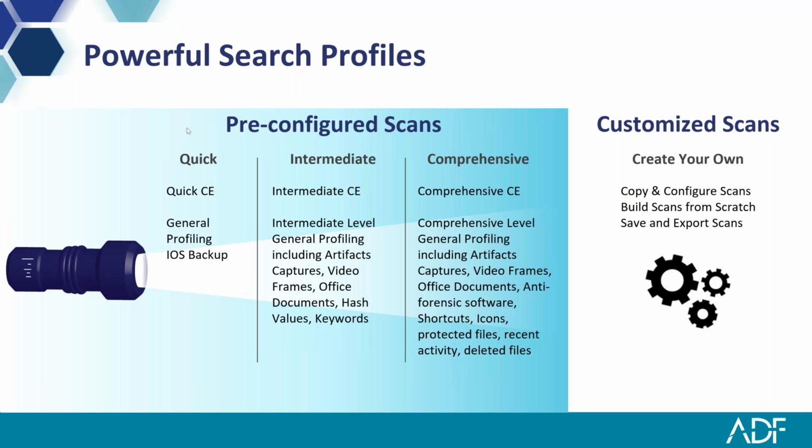Having these pre-configured, we can copy and customize these. So I could take an intermediate profile that's based on child exploitation and bring in my own keywords, my own hash sets, collect specific files that I'm looking for, and really make it my own, geared towards exactly what I'm looking for. And as always, if you've ever dealt with us, support, like we like to say, is second to none. If you ever needed help building a search profile or wanted yours checked to make sure you set it up the right way, we're here to help you with that as well.